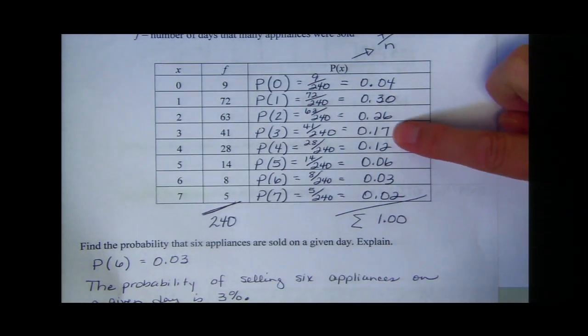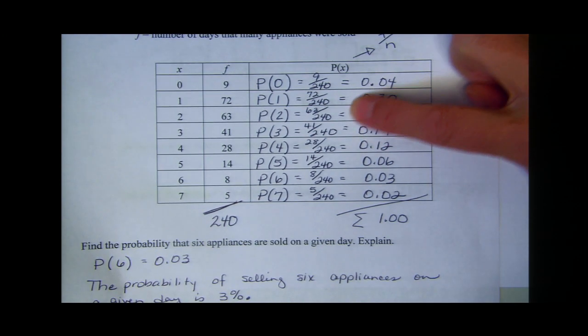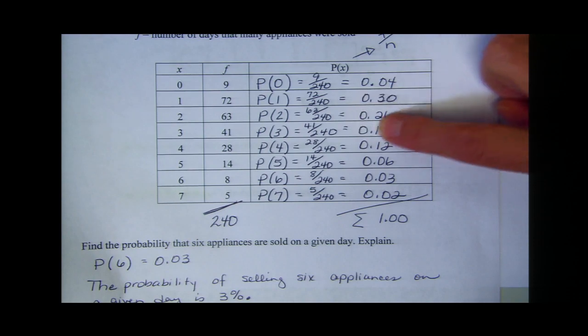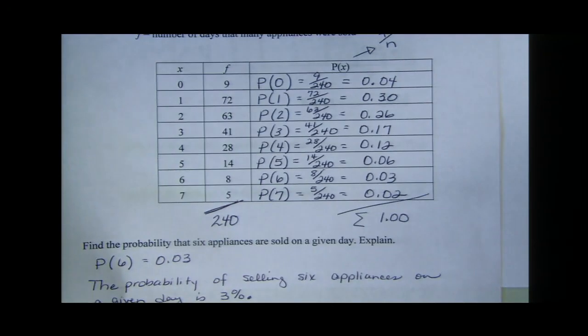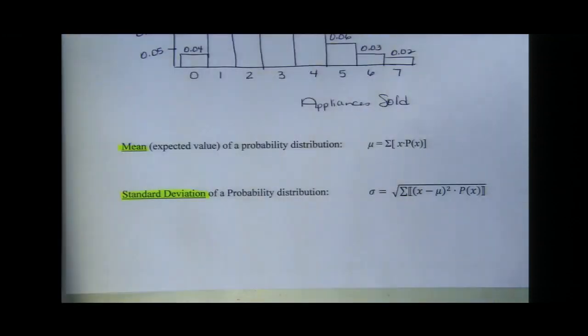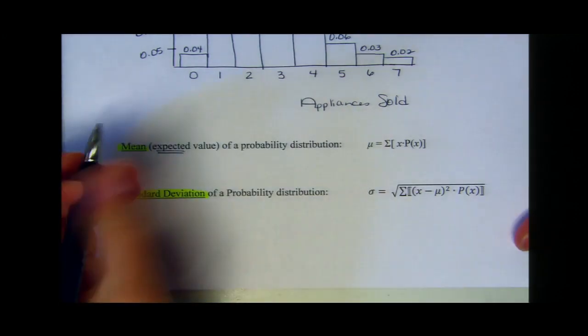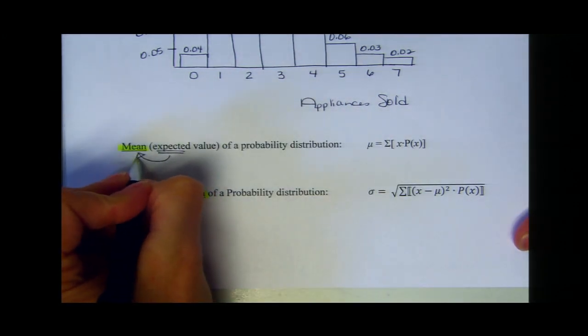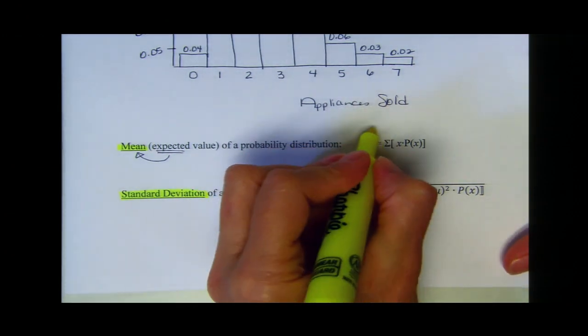When I look at this, I go, 0.3, 0.26, 0.17, here are my highest likelihoods. So I'm going to guess it's somewhere in 1 to 3, somewhere in there. That's what I would expect, but we're going to actually calculate it. Anytime you see the word expected, you know it's asking you to calculate the mean. Well, here's the formula for how to do that.